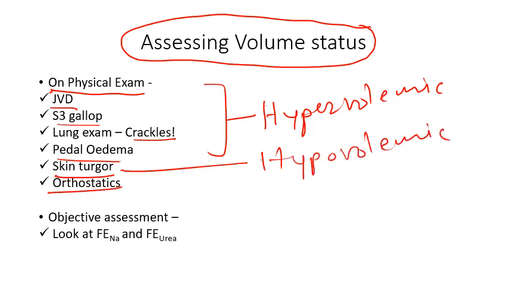Orthostatics are a group of maneuvers that are done to figure out if the patient is volume up, volume down, or if he is euvolemic. I have added a very nice reference in the description section of this video. If you want to read about orthostatics in detail, you can refer to that.